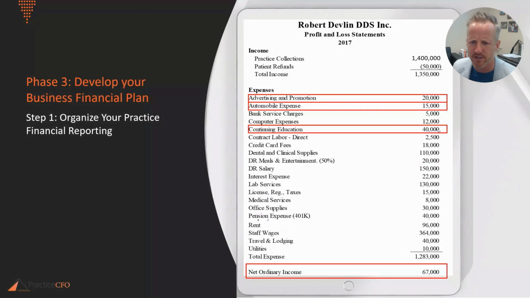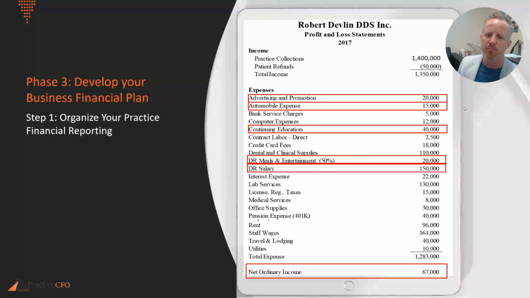So what other culprits are here in this list? Doctor, meals and entertainment, 20 grand. Yep, pretty much 100% of that needs to be added back to the profits. You're going to hear me use that term add back. Add backs is when you take these expenses and you add them back to that profit number at the bottom, 67,000, in order to get to true profits. All right, those are called add backs.